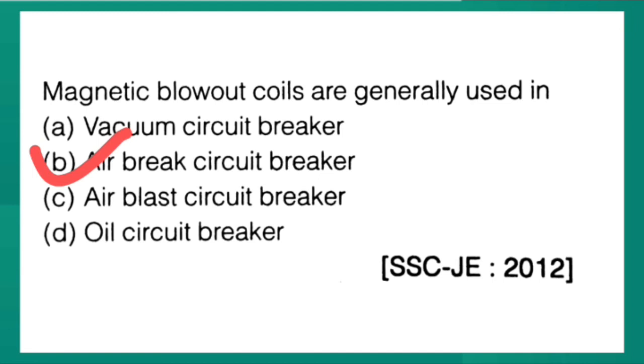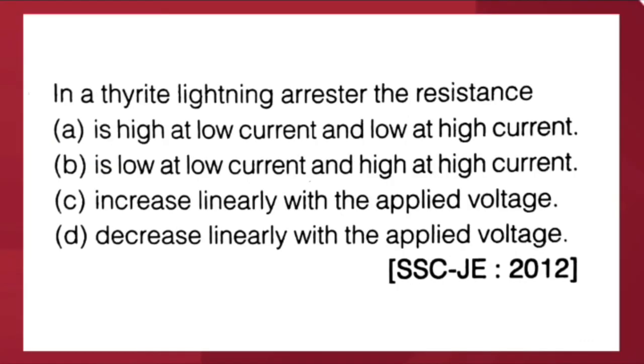So next question is, in a thyrite lightning arrestor, the resistance, options are, is high at low current and low at high current, is low at low current and high at high current, increases linearly with the applied voltage, decreases linearly with the applied voltage. Correct answer is A, is high at low current and low at high current.